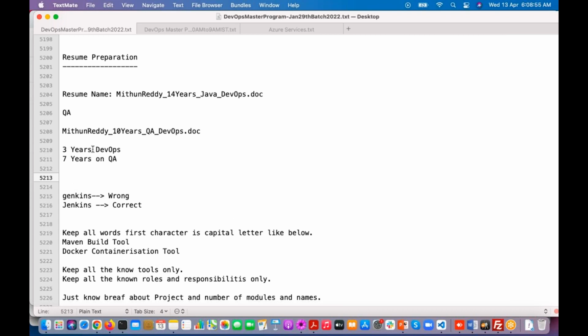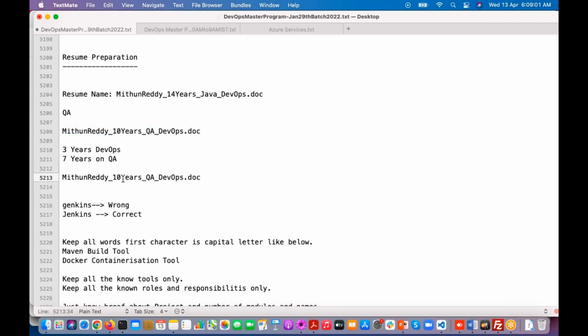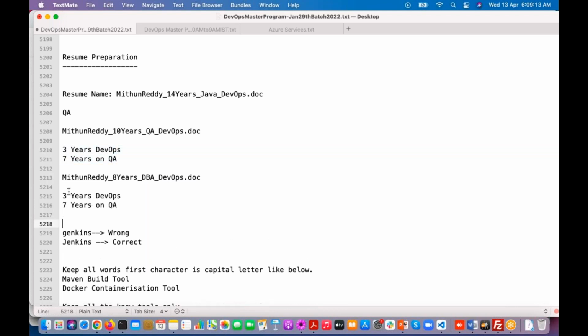Some guys are working as DBAs, database administrators, and they have 8 years of experience. In those 8 years, they can showcase 3 years in DevOps and the remaining 5 years as DBA.